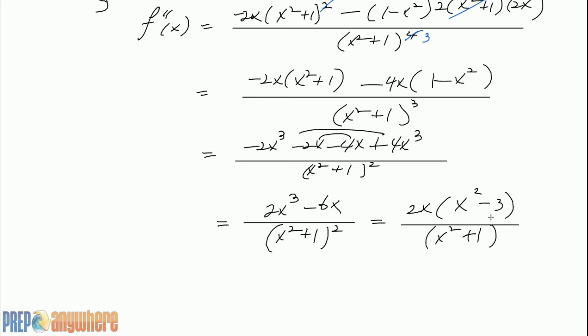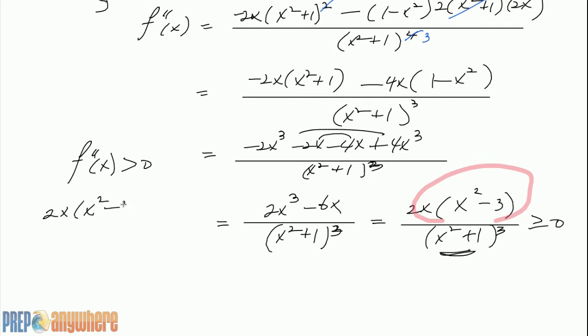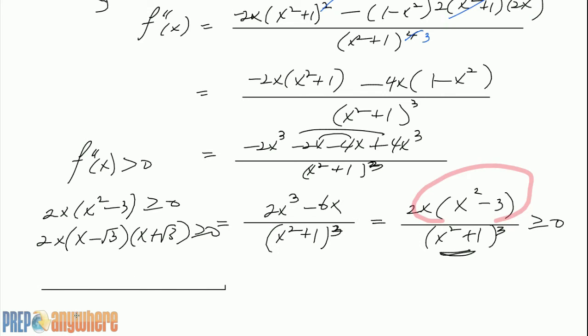Okay, now if I want to know where it's concave up, I have to ask the question, when is the second derivative positive? Now from here, that's the same thing as asking, when is just the numerator positive? The denominator, it's a power of 3 here, is always positive because of the x squared plus 1. So let's ask the question, when is this positive? But this is a polynomial. If we factor, it's a polynomial of degree 3 with roots at 0, minus root 3, and root 3.